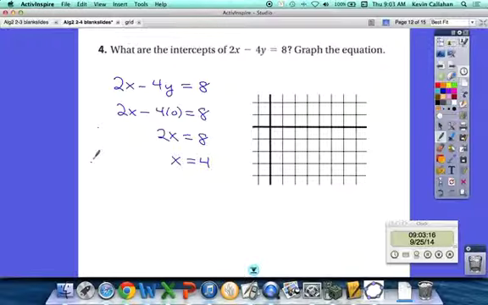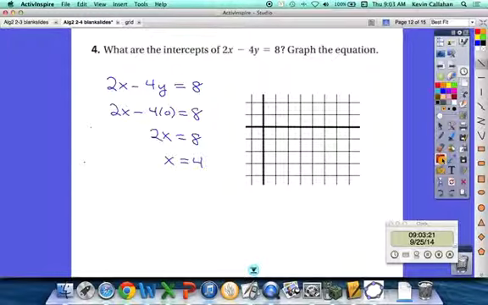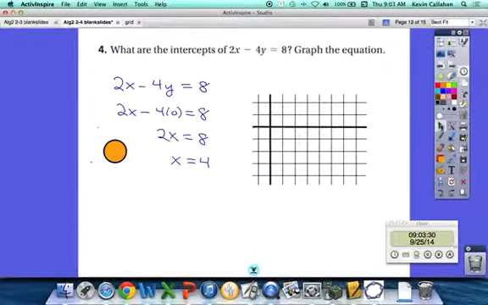Now, think of it like this. Let me get a circle. The thing is, when you substitute the y as 0, you know that whole term is going to go away. So at that point, if you just cover up the second term, then the equation that's left is 2x equals 8. So x equals 4, right?